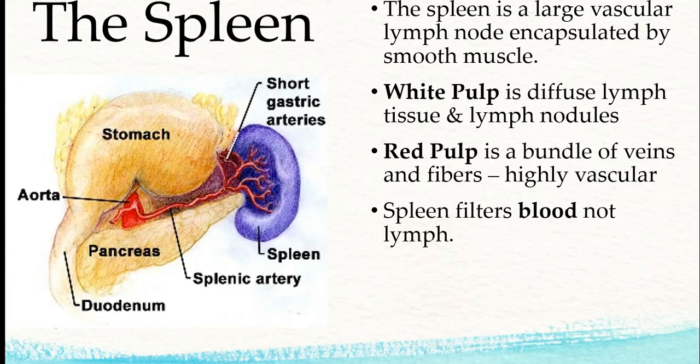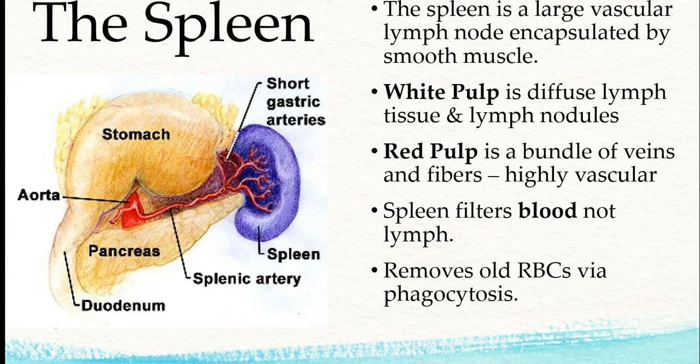It filters blood. Notice here, it filters blood. Not lymph fluid, but the blood itself. So let's call it the master lymph node, right? Because it's going to filter blood. So therefore, it's going to work much more quickly than the lymph nodes will. It will remove old RBCs, red blood cells, via phagocytosis. So that's where they'll go to die, right? Because they have a very short lifespan. You remember red blood cells don't even have nuclei, right? There's no nucleus inside there because they have a very, very short lifespan.